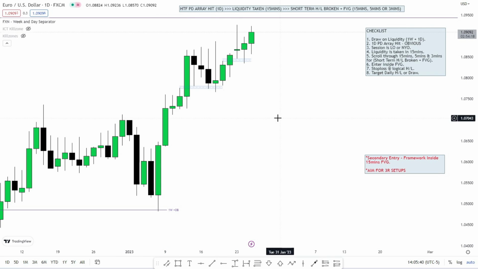Very important: sensitivity to time. So narrative should also be at the back of your mind. Monday, Tuesday, Wednesday tend to form, the majority of the time, the high or low of the week. And then daily, you want to focus on the London session. You want to focus on the Asian session, how it behaves.